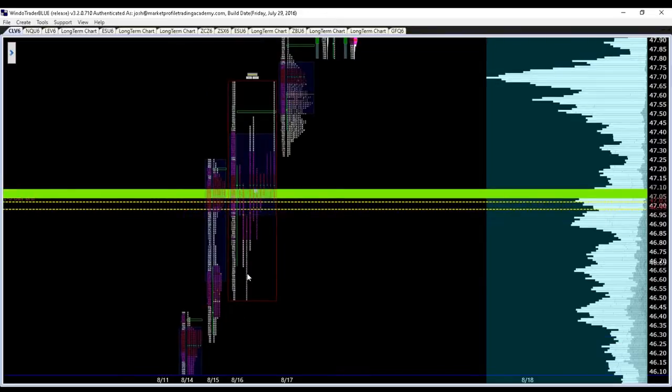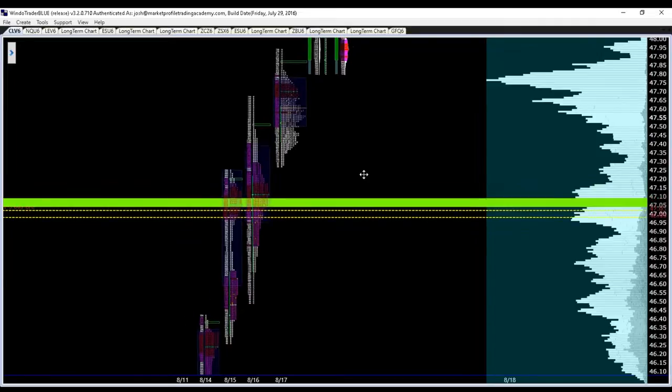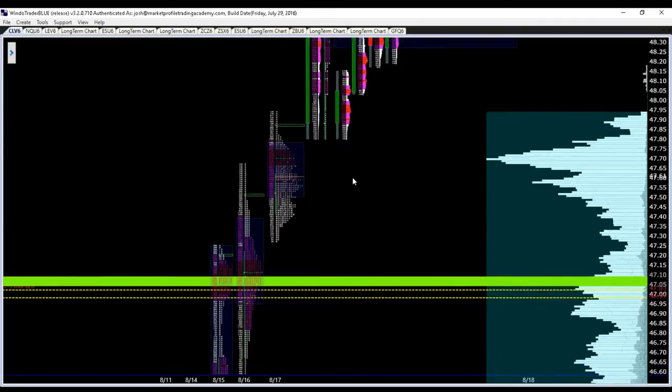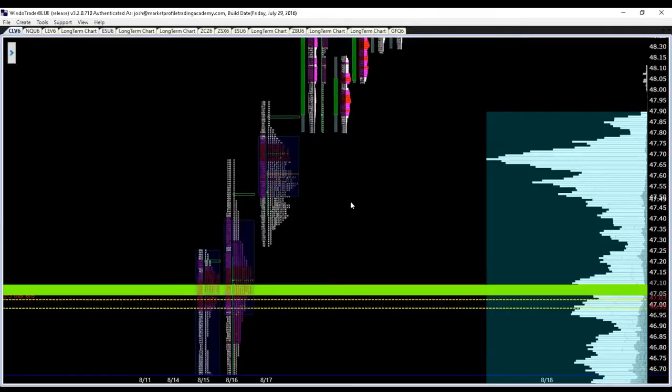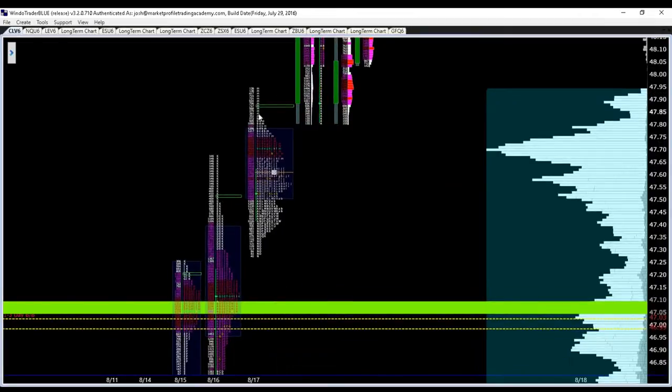So when you have range extension on both sides, you have other time frame, or basically big money buyers and sellers participating at the same time, and you're trying to figure out who won the day. Well, who won the day was the buyers, because we are at this side, and so I was looking for us to continue to trade higher overnight, which we did.